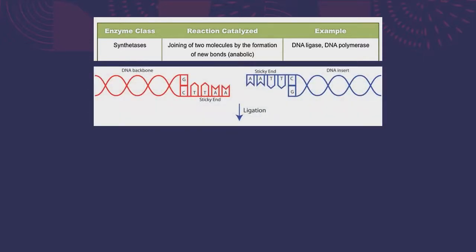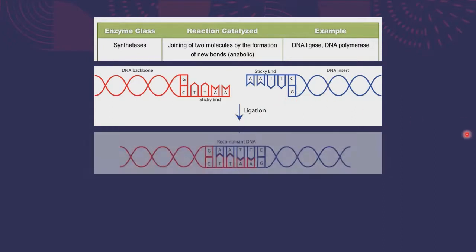For example, if we have the DNA backbone, which is the red one in here with a sticky end, and the insert DNA with another sticky end, by means of this enzyme, in the process of ligation, the two strands are now attached together, and so this method is called recombinant DNA. So recombinant DNA actually utilizes the ligase type of enzyme, which belongs to the group of synthetase enzymes.